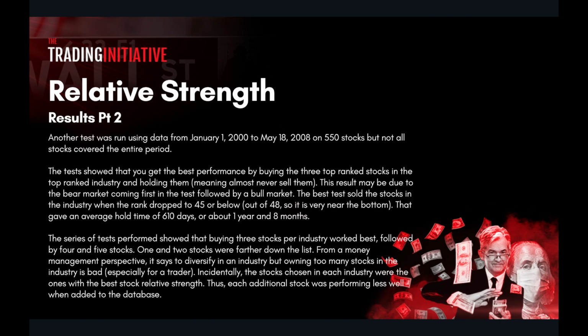The series of tests performed showed that buying 3 stocks per industry worked best, followed by 4 and 5 stocks. 1 and 2 stocks were farther down the list. From a money management perspective, it says to diversify in an industry, but owning too many stocks in the industry is bad, especially for a trader, right? We do not want to over-diversify, right? That's not our goal as a trader.